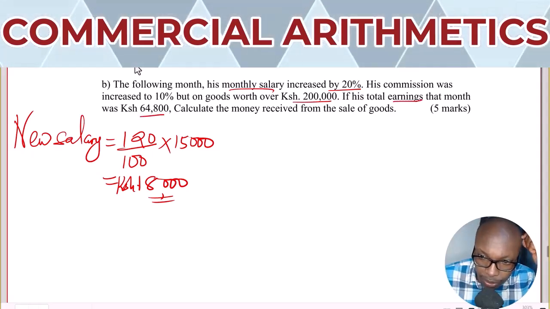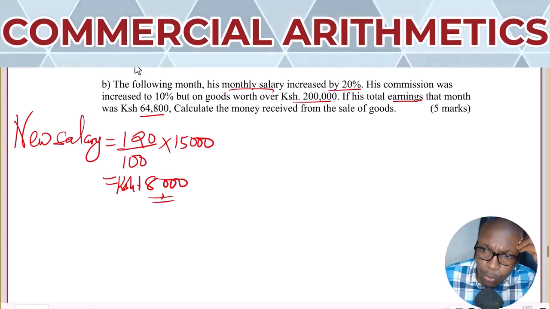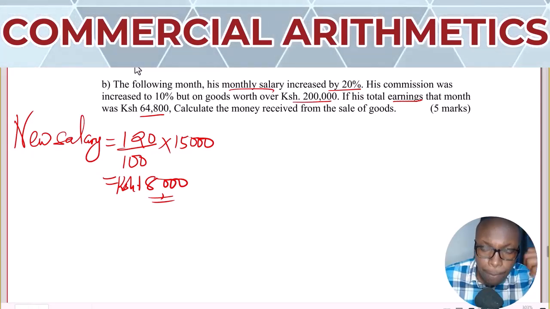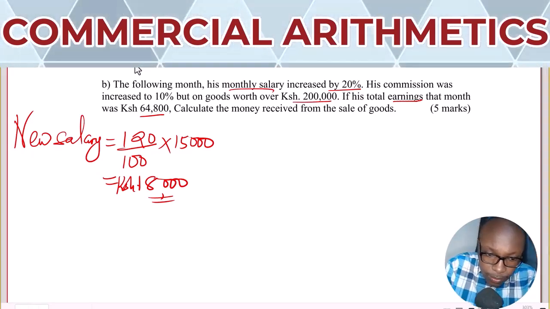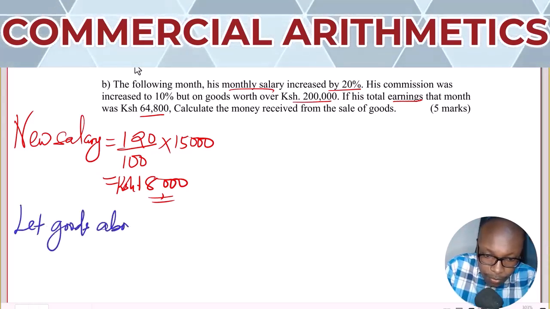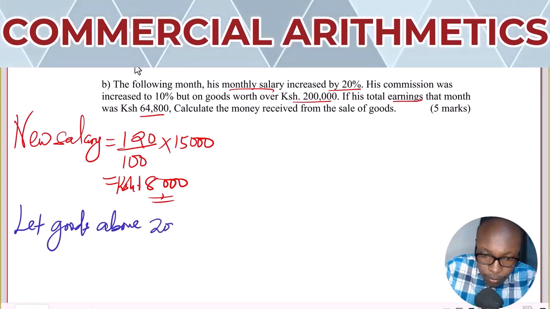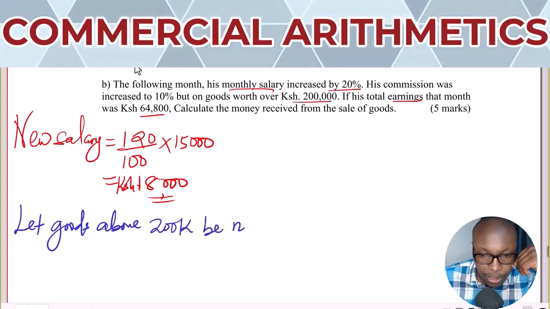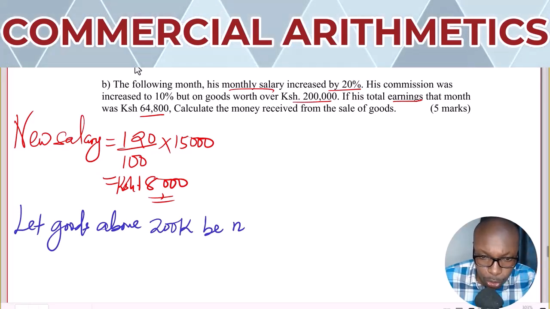Calculate the money received from the sale of goods. So we actually require to get the total sales. Now for this part of commission, because we don't know the goods that were above 200,000, we can let the goods above 200,000 be N shillings.